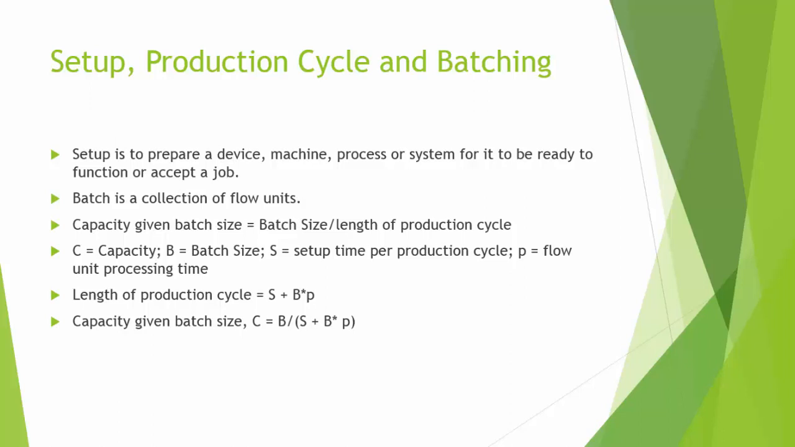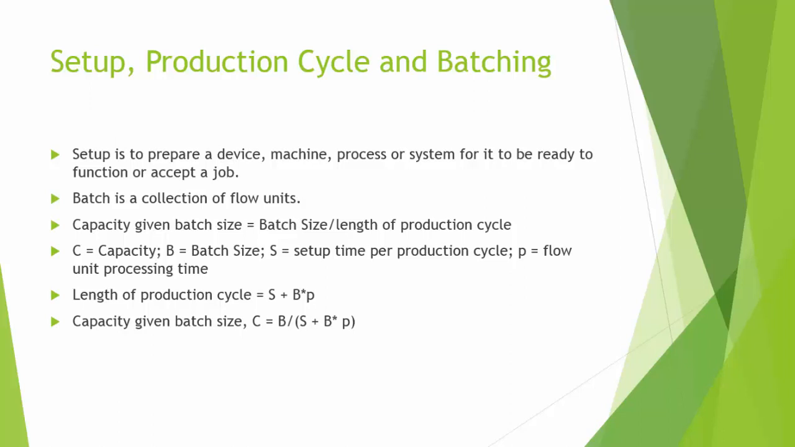In our example, one flow unit consists of one unit of part A and two units of part B because we need one part A and two part B to assemble into one unit of finished product. The batch size in our example is thus X. Every production cycle will have the same batch size.